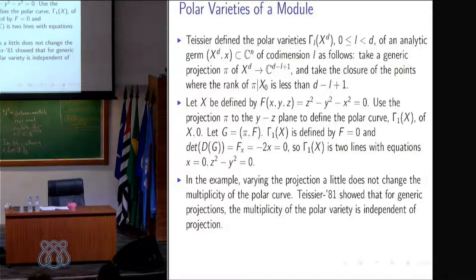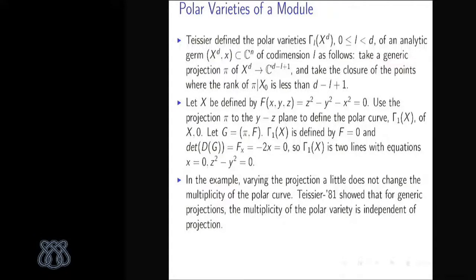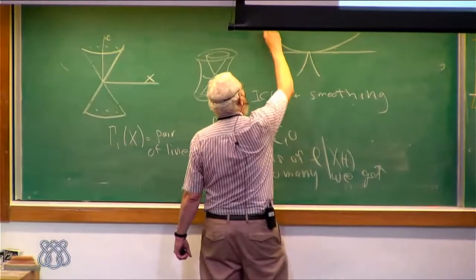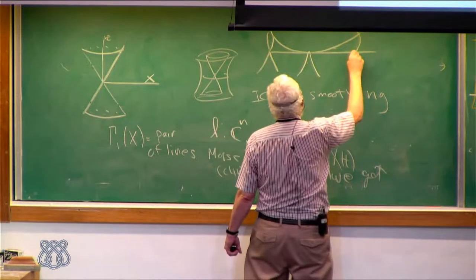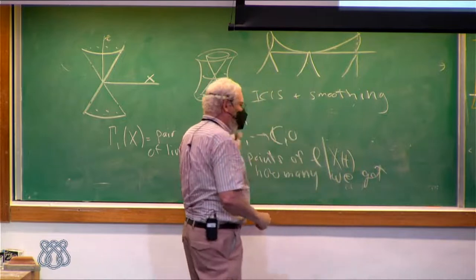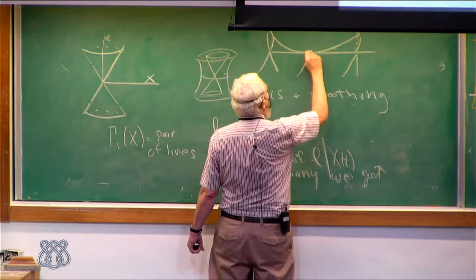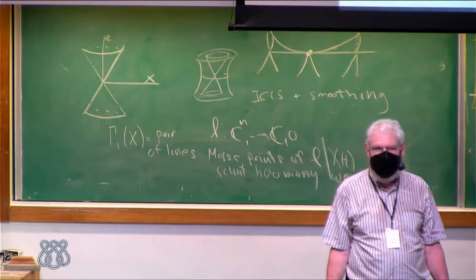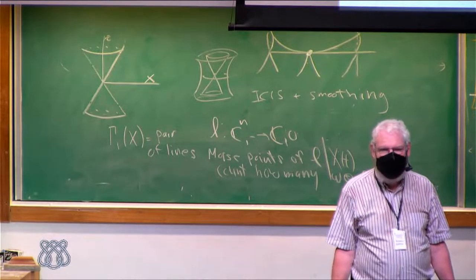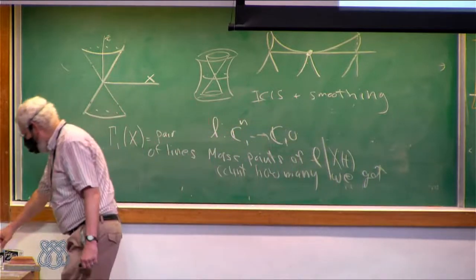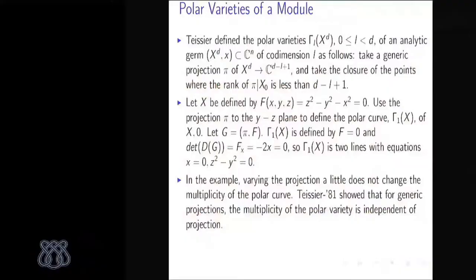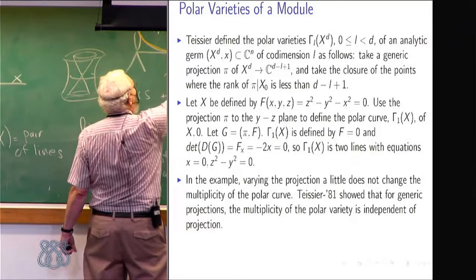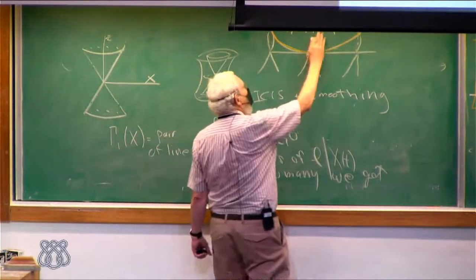How about here? Here's another example. This is an example due to Tessier. I had it on the board earlier. If I work at the origin here, do I see a polar curve? Yes or no? Well, is there an apparent contour? Here's the polar curve. Gamma 1 of X0 is not empty. No, it is empty, sorry. Yeah, that's right. No, I said it right.